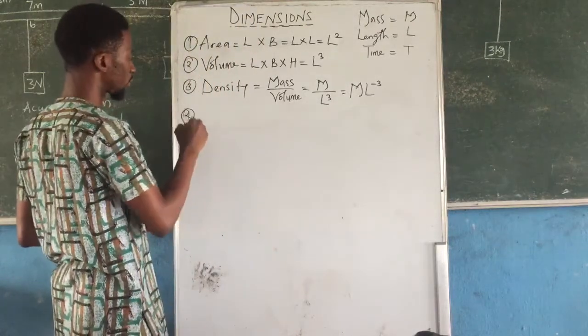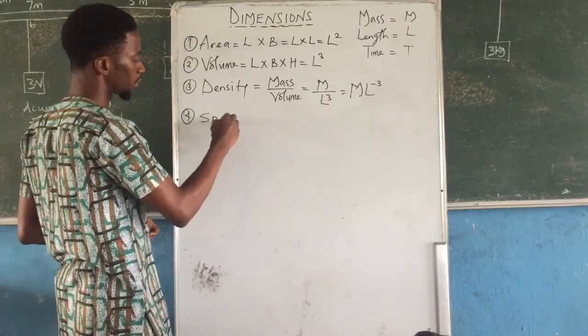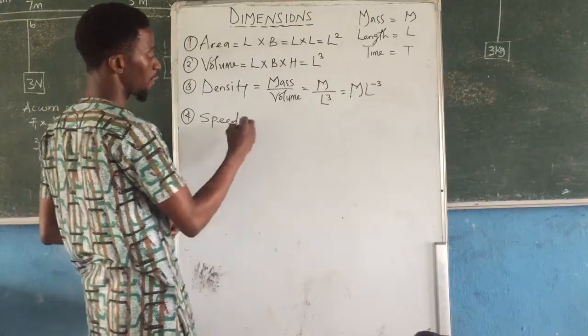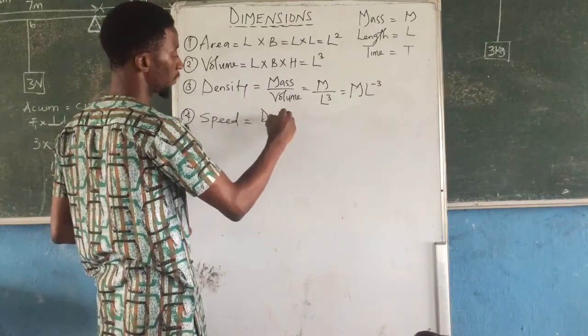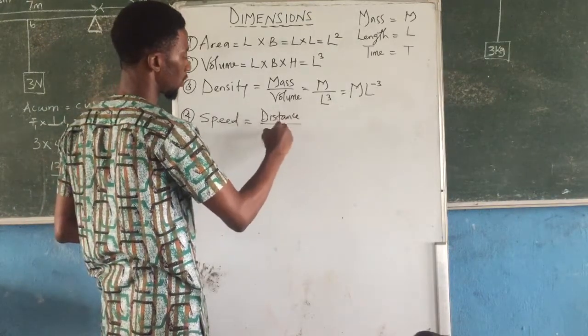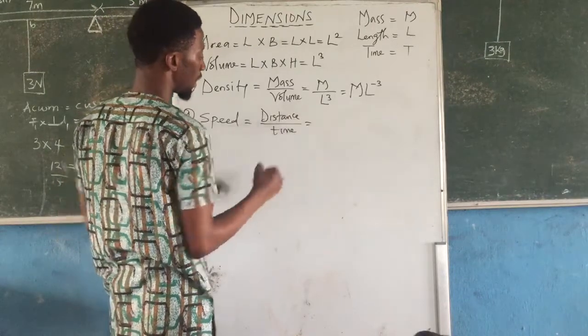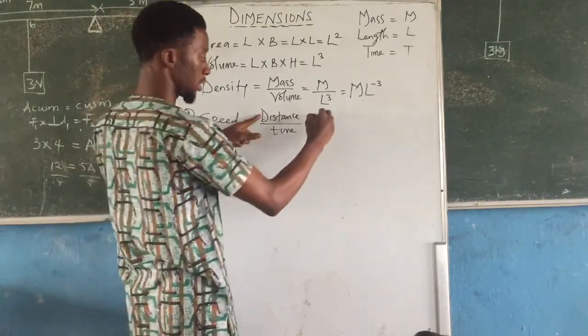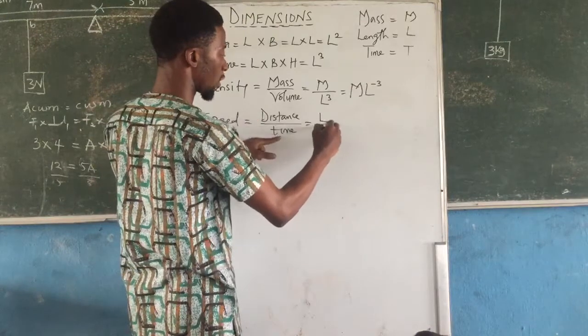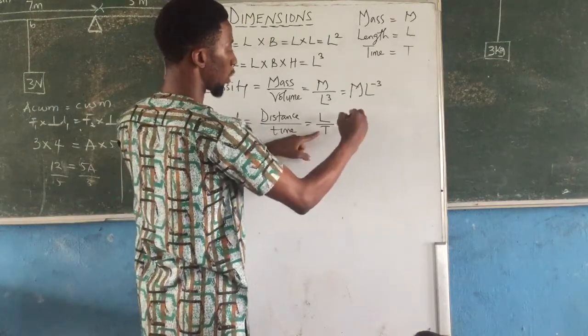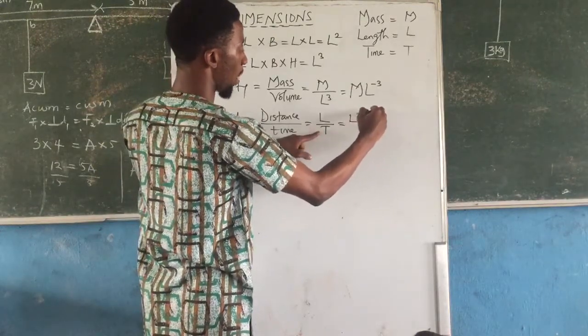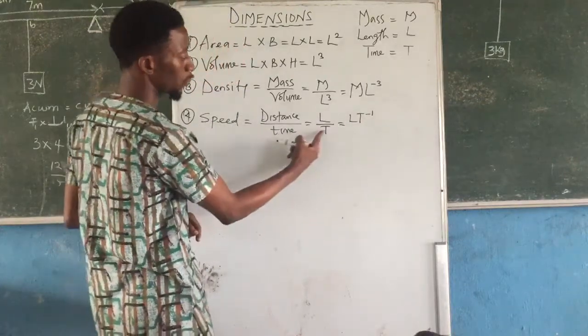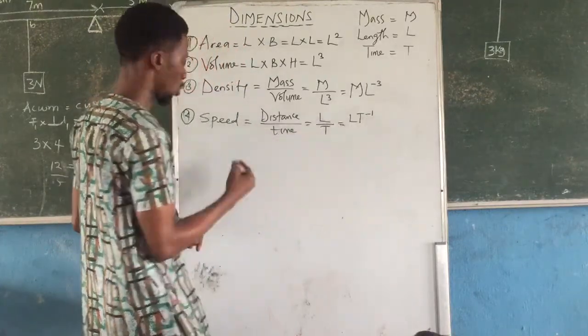Number 4, let's take speed. The formula for speed is distance over time. The dimension for distance is still length. We said that earlier, over what? Time. So this goes up, becomes L t raised to the power minus 1. If we have two t's here, it will be raised to the power minus 2.